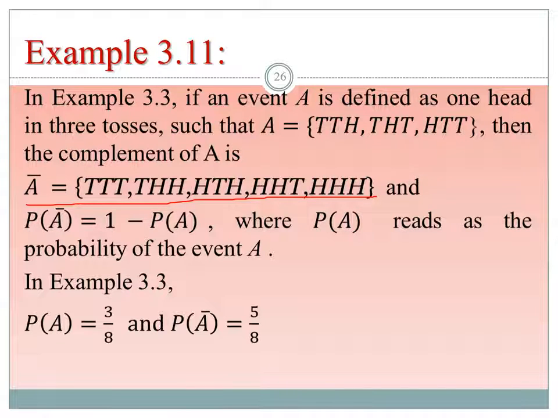So the probability of A complement is equal to 1 minus the probability of A. We have the probability of A treated as the probability of the event. So probability of A is equal to 8 over 3. So probability of A complement is equal to 5 over 3.